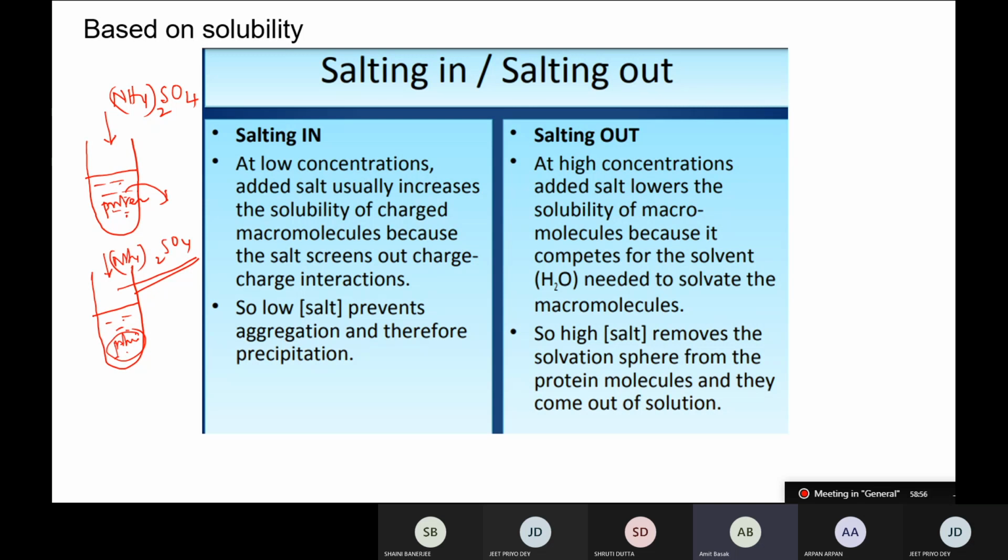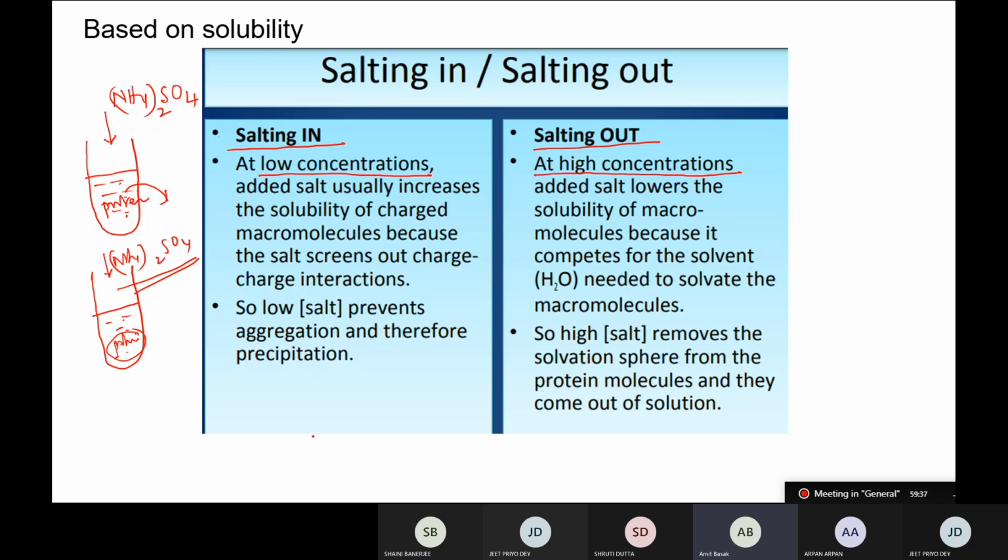For salting in, the important thing is that it generally happens when the salt concentration is low. When the salt concentration is high, then you see the salting out phenomenon. Okay, this has to be very clear. Salting in requires a low concentration of the salt. Salting out requires higher concentrations of the salt. Now, why does that happen?